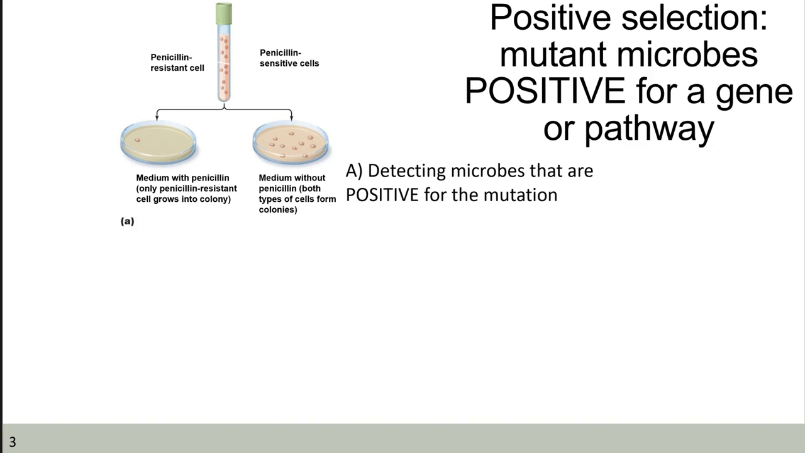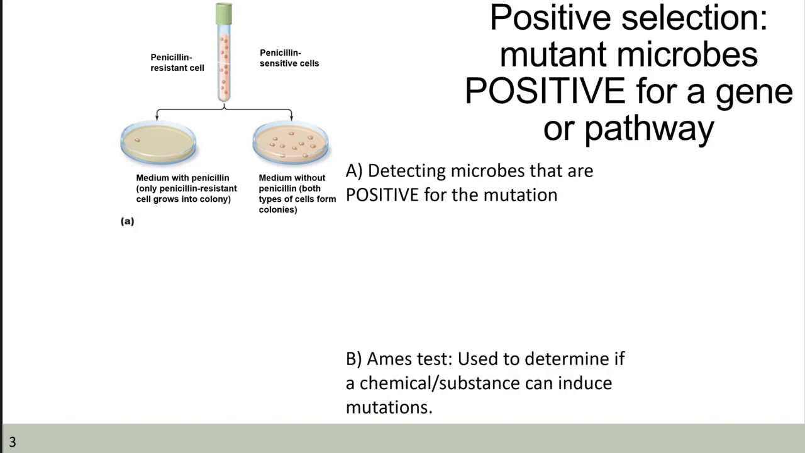This is a positive selection because we're looking for positive growth. In this case, we're looking for a change in the genome that allows this microbe to grow. That's positive selection. Now, a version of this is the Ames test. The Ames test is used to determine whether a chemical or a substance can induce mutations.